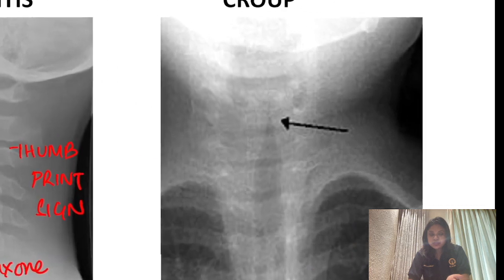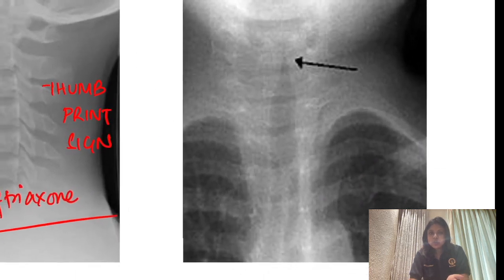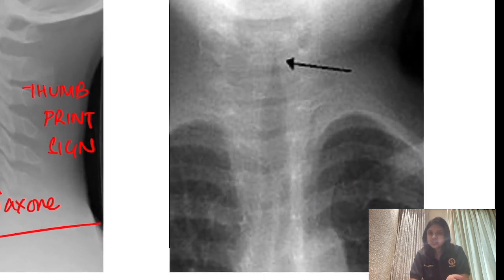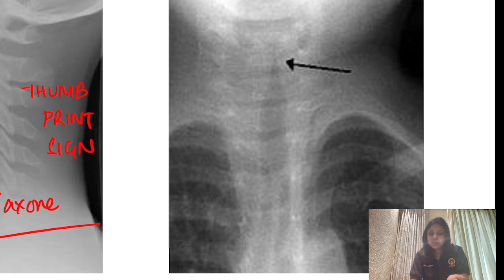Now come to this X-ray. This is an AP or PA view chest X-ray, and again look at the black pointed arrow. Can you find this lucent picture with a tapering top? This is known as the Church steeple sign seen in AP or PA view of chest X-ray, and this is suggestive of croup or acute laryngotracheobronchitis.